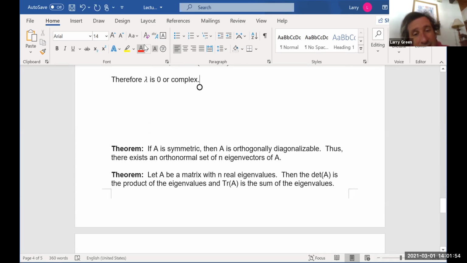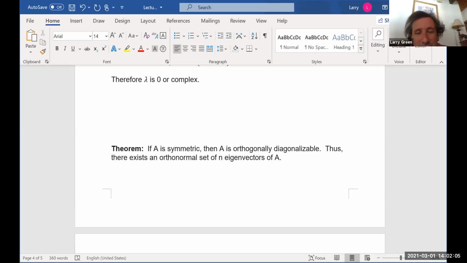Okay, next theorem. A lot of theorems today. If A is symmetric, then A is orthogonally diagonalizable. We already had this one before. Do you remember? I was going through the book and making sure we have all the theorems that the book goes over. So if A is symmetric, then A is orthogonally diagonalizable. Thus, there exists an orthonormal set of n eigenvectors.